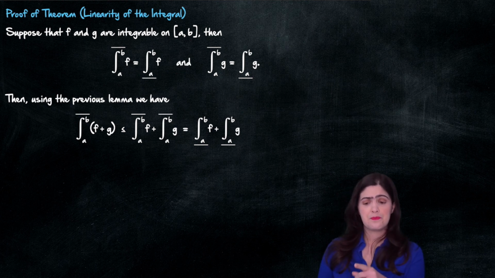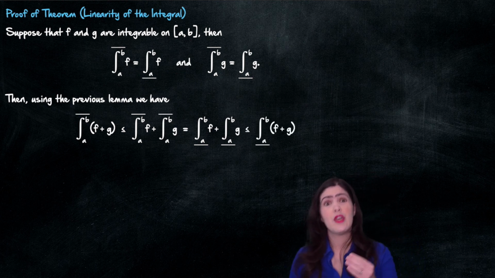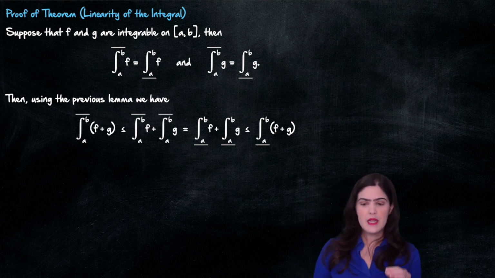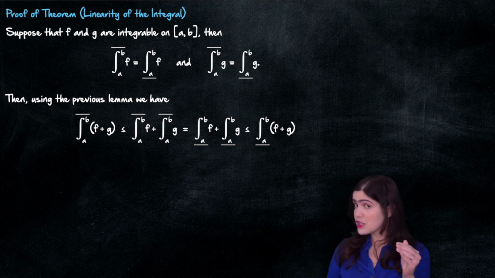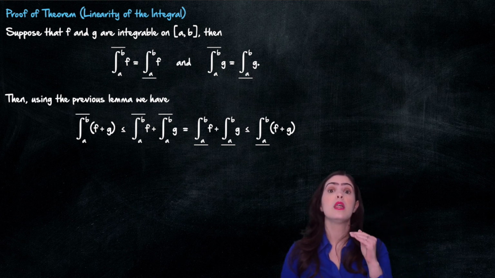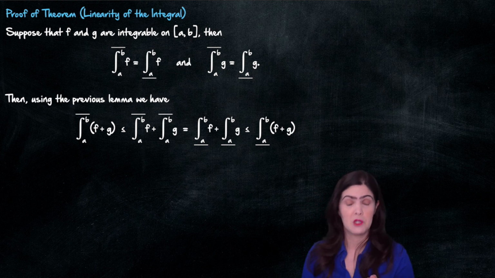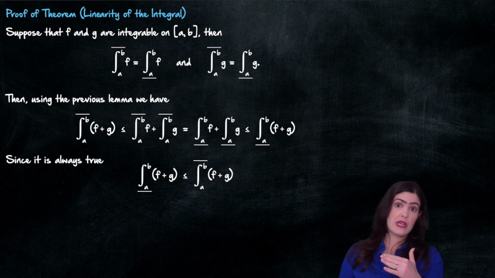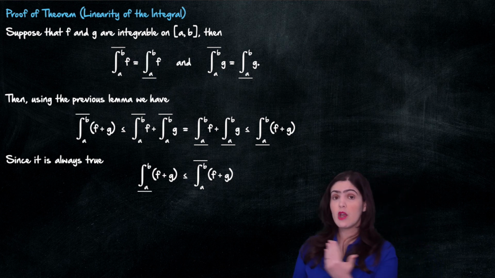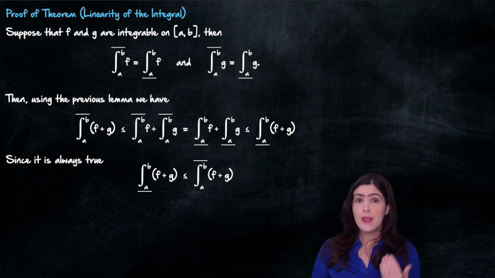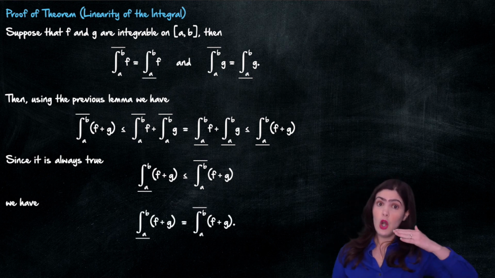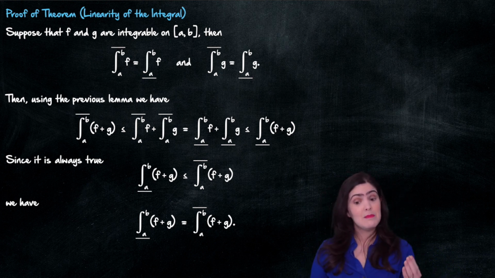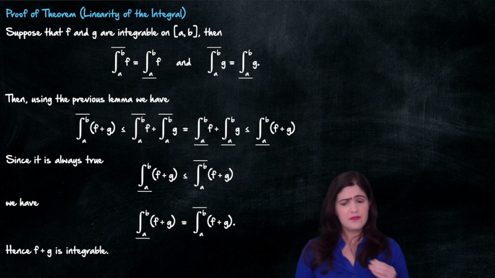But then the previous lemma tells me that this is less than or equal to the lower integral of f plus g. So if we look at it, it's telling me that the upper integral of f plus g is less than or equal to the lower integral of f plus g. Good. But we know that always the lower integral is less than or equal to the upper integral. So if we combine these two inequalities, that forces the lower integral of f plus g to be equal to the upper integral of f plus g. And that means that f plus g is integrable.